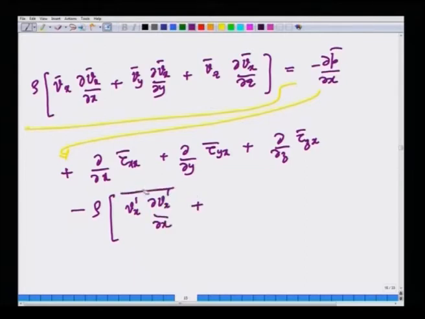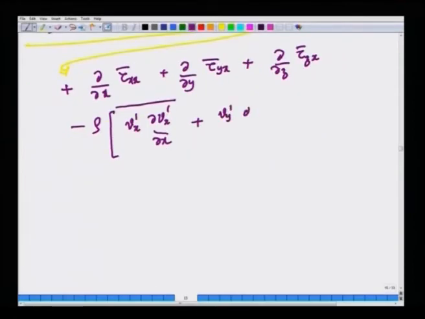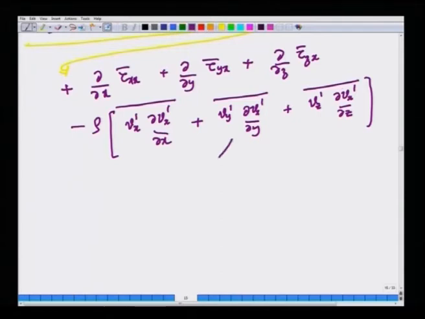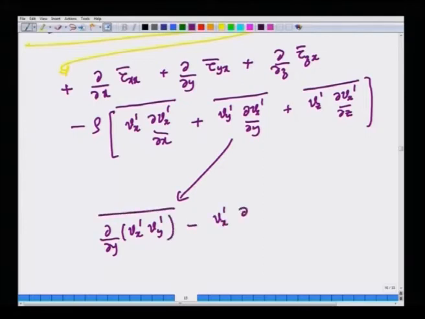Vx' partial Vx' by partial x average, plus Vy' partial Vx' by partial y average, plus Vz' partial Vx' by partial z average. This is the entire relation. Now, I am going to simplify this further. So let us take this term first. We can write this as d/dy of the average of Vx' Vy', minus Vx' times partial Vy' by partial y.